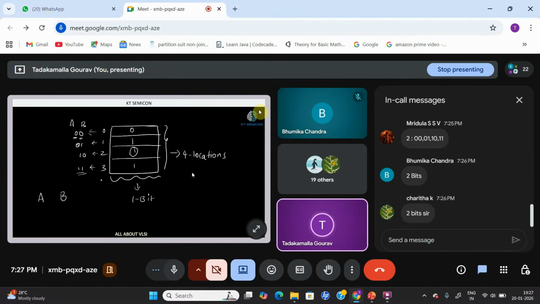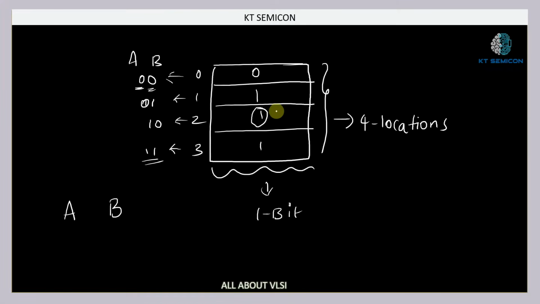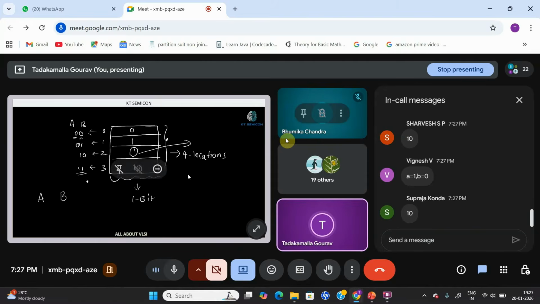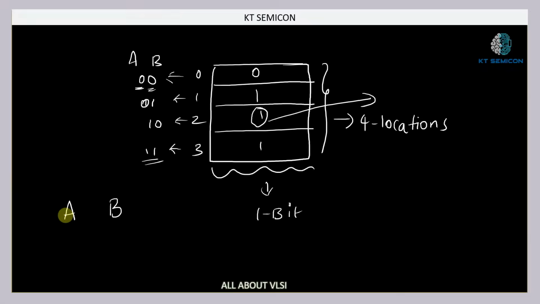It's a straightforward, simple question. A should be equal to 1, B should be equal to 0. If you provide this particular address only, then you can access this particular data. Am I right or wrong? So if I give you this RAM and ask you to take this data out from this location, you are going to provide the address AB equal to simply 10.